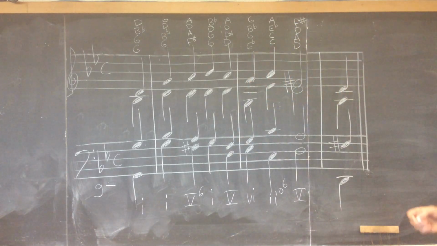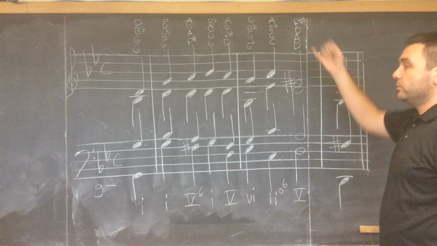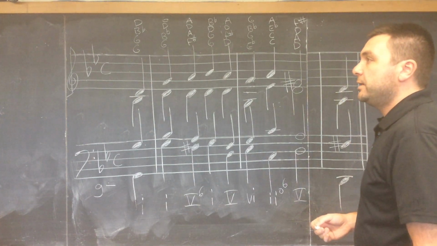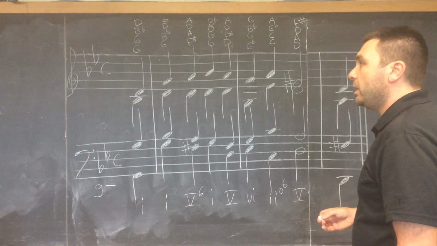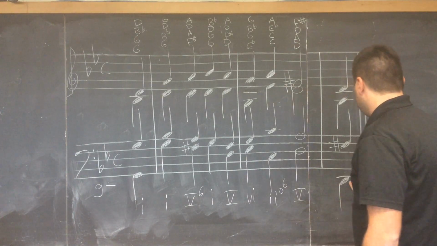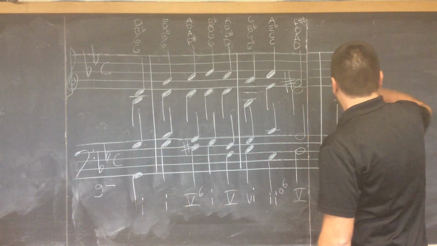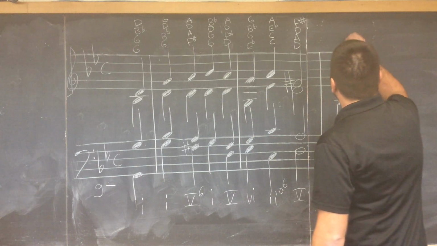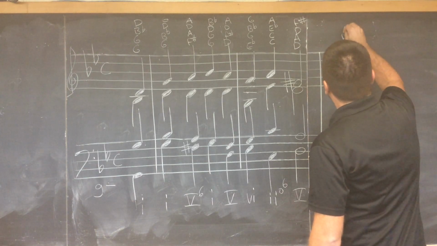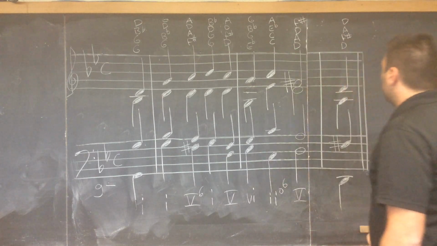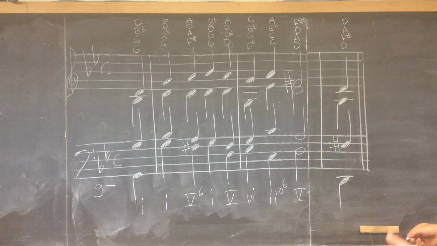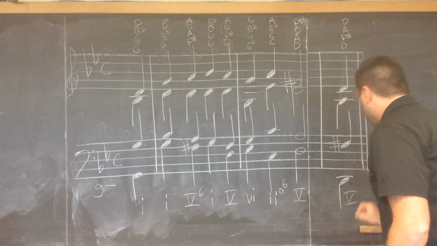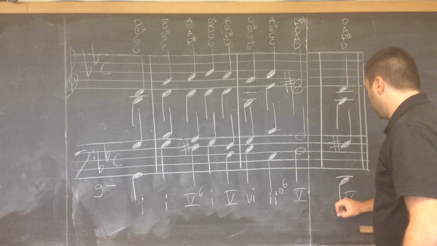D, F sharp, and A, root position, which we have the root note being in that correct spot. And then at the end here, we've got a D, F sharp, and A, and another D. Which, if we rearrange those, D, F sharp, A, also dominant, and that one's in root position.